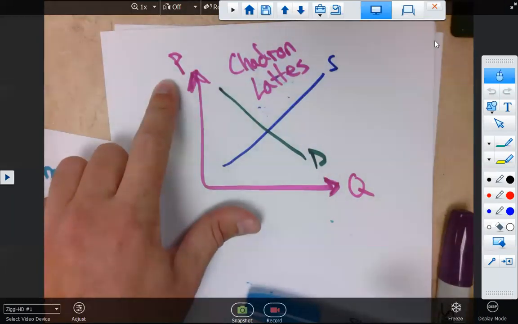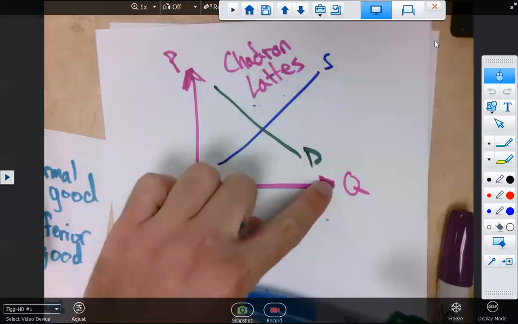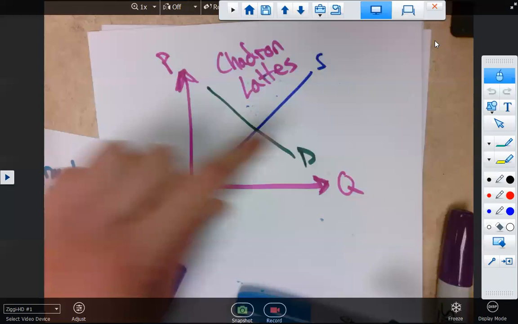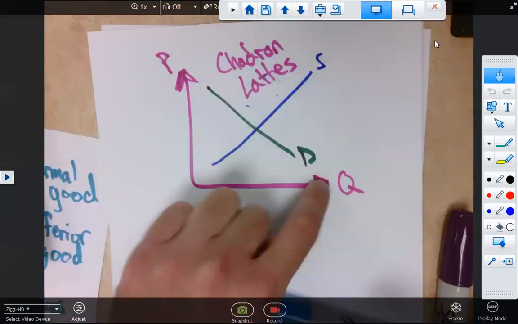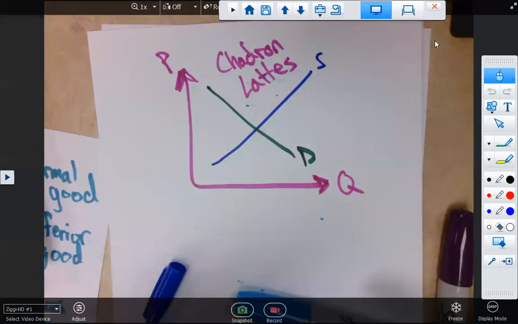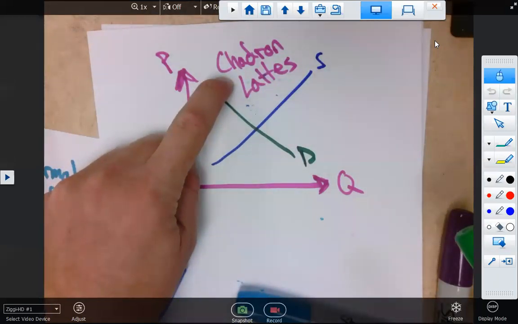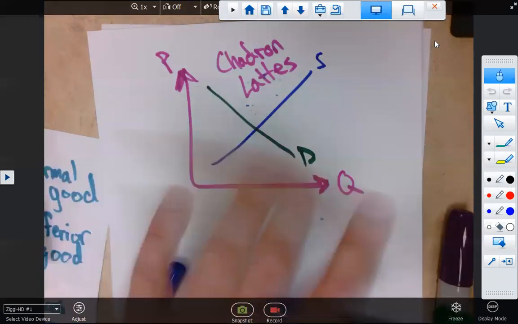You have to label price and quantity on each axis. That's a point each. And you have to label the demand and the supply curve. Those are another 2 points. So you end up getting 1, 2, 3, 4, 5 points, or 6, and then you have to title it. You get 6 points just for the set. Does that make sense? Just trying to make that clear. These are all the necessary components.